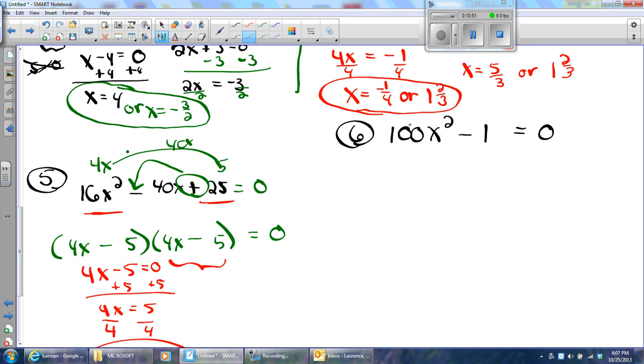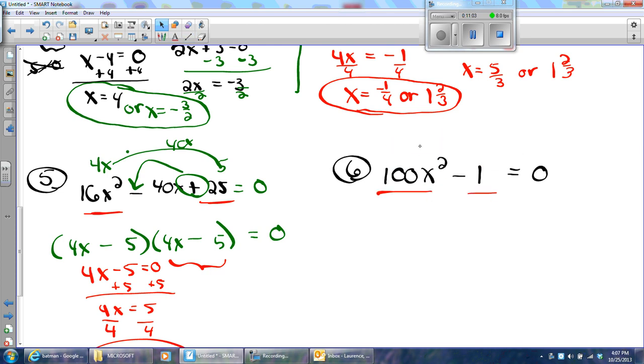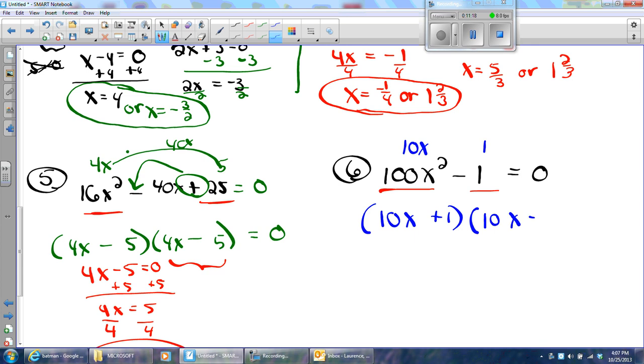Okay, number 6. I see a perfect square, and I see subtraction. This is a difference of perfect squares pattern. This is even easier to factor than the last one. Okay, I know that the square root of 100x squared is 10x. The square root of 1 is 1. This is going to factor as 10x plus 1 times the quantity of 10x minus 1.